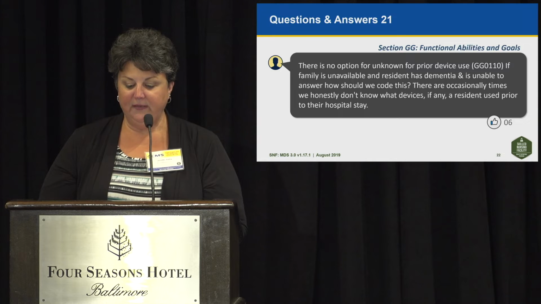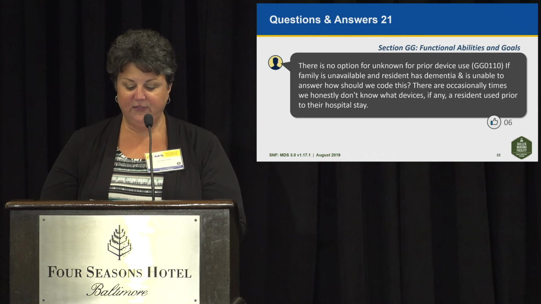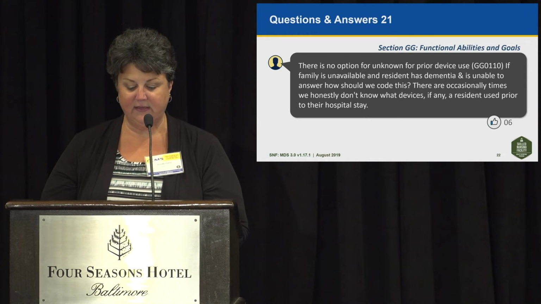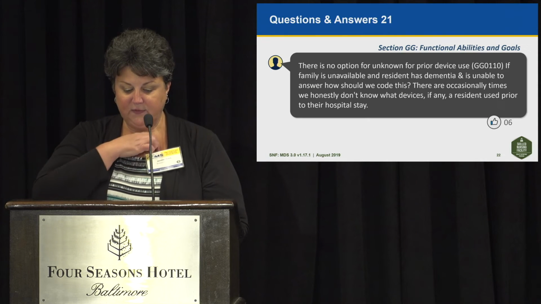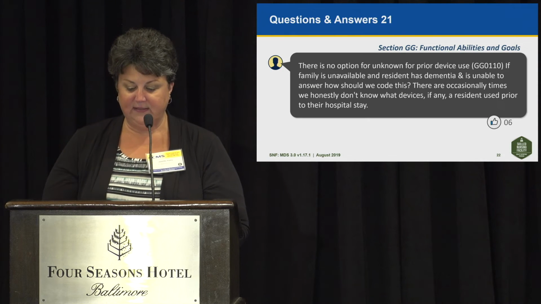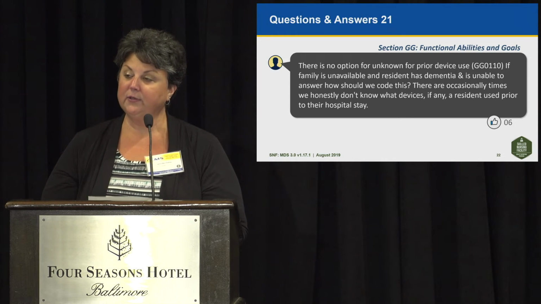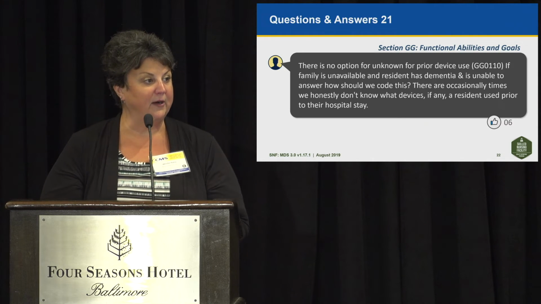There is no option for unknown for prior device use if family is unavailable and resident has dementia and is unable to answer. How should we code this? There are occasionally times we honestly don't know what the device is if the resident used prior to their hospital. And if you're unable to determine that the resident used any devices prior to the current exacerbation, illness, or injury, check none of the above. Okay?